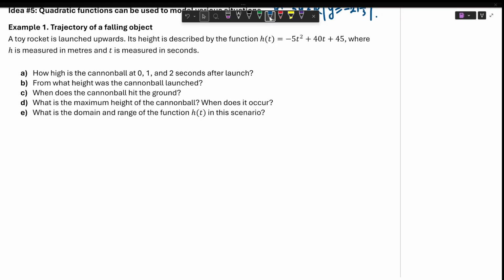In this video, we're going to do an example of a quadratic modeling word problem that involves a falling object. So in this question, it says a toy rocket is launched upwards. It actually gives you the height function. The height is always equal to -5 times the time squared plus 40 times the time plus 45, where h is in meters and t is seconds after launch.